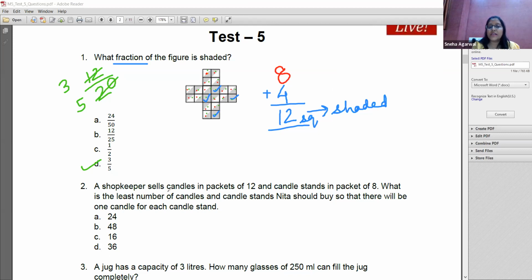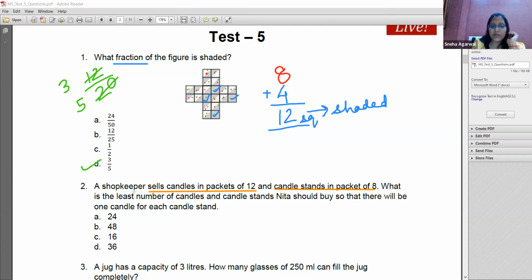Here, a shopkeeper sells candles in packets of 12. Okay, so a shopkeeper is selling the candles in the packet, and he always sells 12 candles in a packet. He cannot sell loose candles. Then candle stand he is selling in the packet of 8. So there are 8 such candle stands in one packet. Okay, what is the least number of candles and candle stands Nita should buy so that there will be one candle for each candle stand?